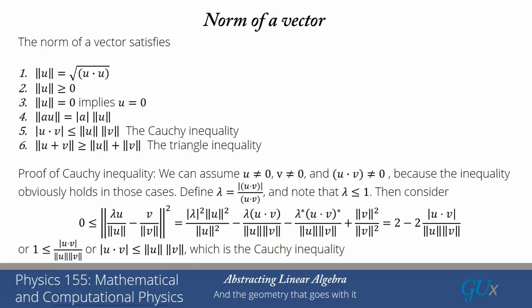Now, you've already seen this and you know this. What this says is that the scalar product between two vectors is less than or equal to the product of the length of the two vectors. And this is an identity that you already know. It's called the Cauchy inequality. And here, just using the abstract properties of the norm and the scalar product, we can explicitly prove it here.